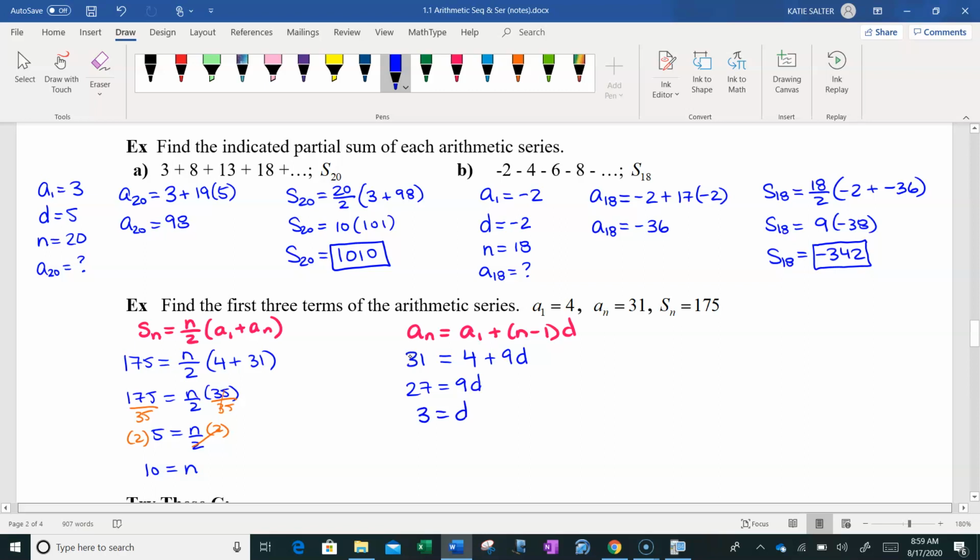Now we can put it together and find the first 3 terms of the arithmetic series. So the first term would have been 4. The second term would have been 7 because 4 plus 3 is 7. And the third term would have been 10.